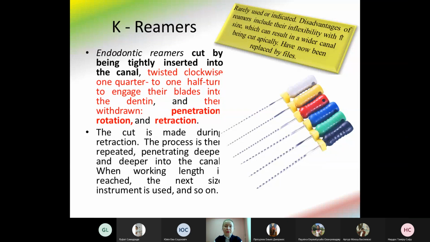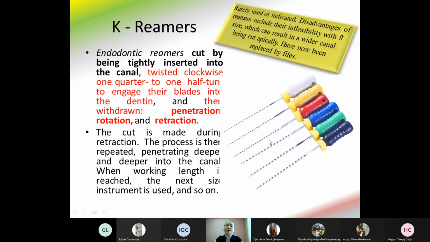So now about instruments. K-reamers. Nowadays, reamers are rarely used or indicated. They were replaced by files, but nevertheless, manufacturers produce them and they are available. Disadvantages of reamers include their inflexibility with increase of size, which can result in a wider canal being cut apically. Here you have these K-reamers. Color coding, you see, and pay attention to the loose spiral.